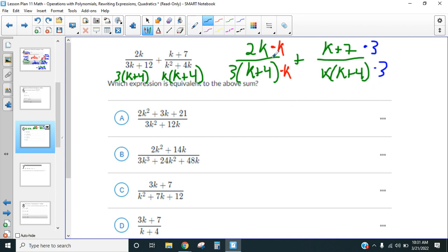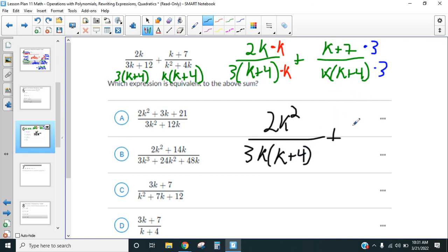So let's rewrite everything now. The top becomes 2k squared. The bottom looks like this. Put it all nice and neat together. We can write 3k together, just like that. Top right looks like this. I have to distribute that 3k plus 21.